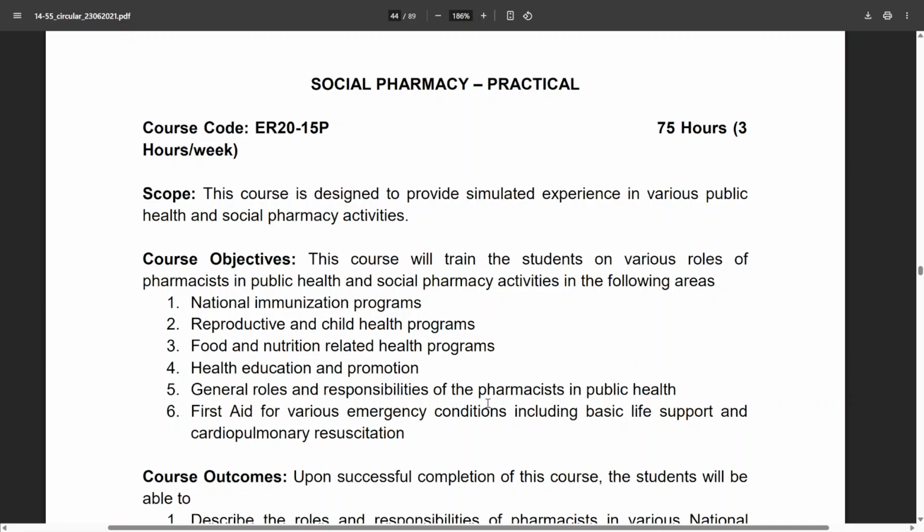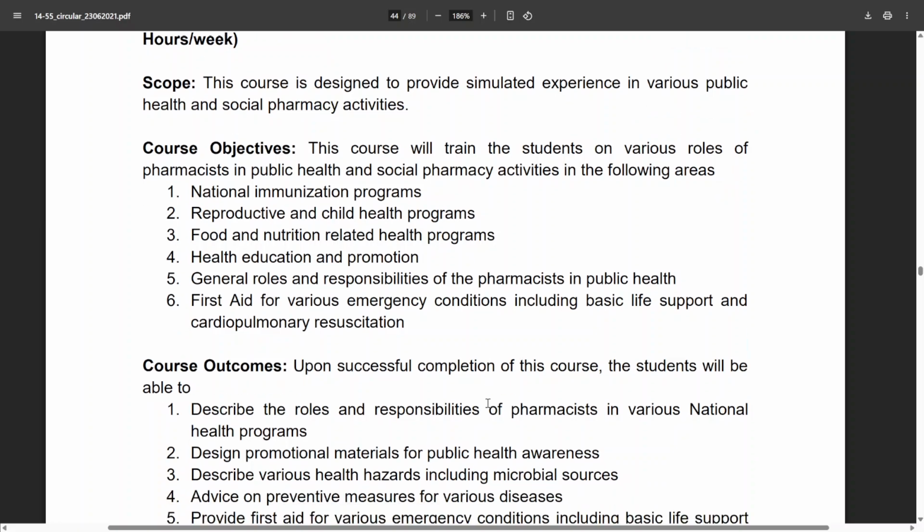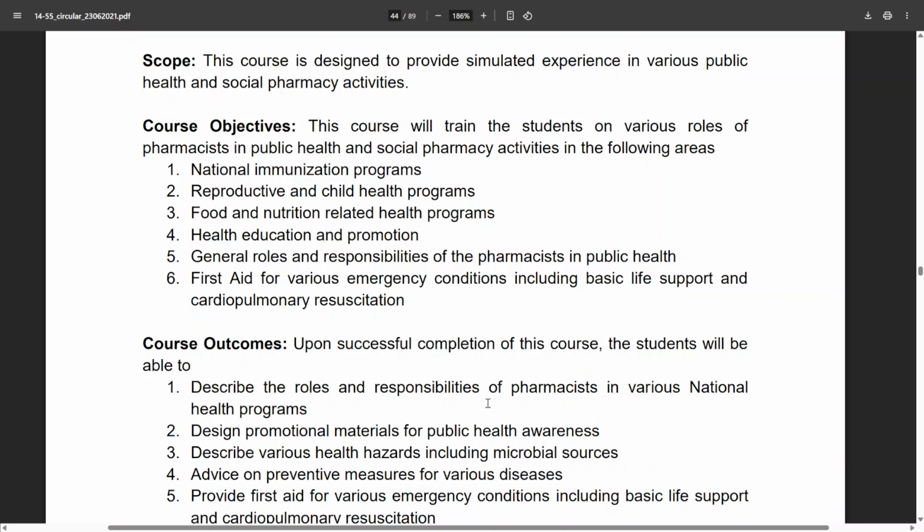This course is designed to provide simulated experiences in various public health and social pharmacy activities. Course objective: this course will train the student on various roles of pharmacist in public health and social pharmacy activities in the following areas. 1. National immunization programs. 2. Reproductive and child health programs. 3. Food and nutrition related health programs. 4. Health education and promotion. 5. General roles and responsibilities of the pharmacist in public health.